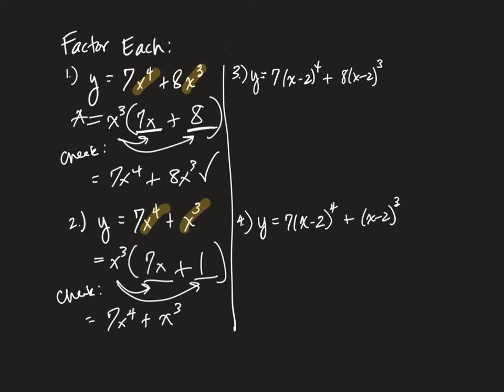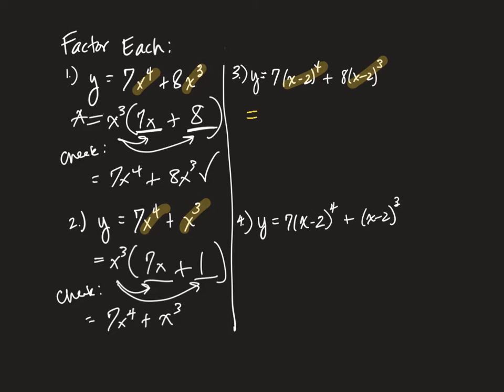All right, so now let's change it up a little bit. It's essentially the same problem, except what I'm going to factor out changes slightly. Problem number 3: y equals 7 times the quantity x minus 2 to the fourth plus 8 times the quantity x minus 2 to the third. Again, we have a common factor, an x minus 2 to the third this time instead of just an x. But it works exactly the same way.